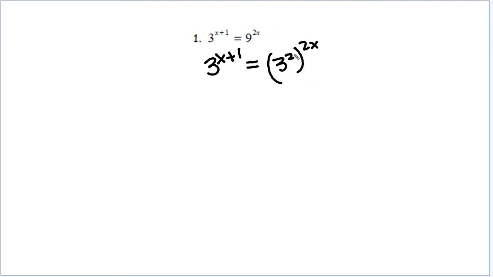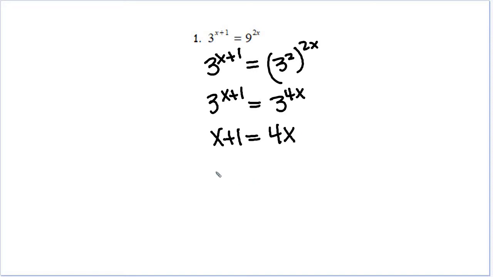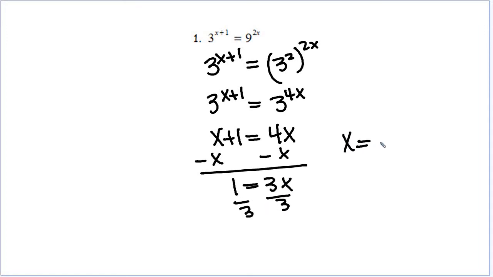Then I'm going to use the power to power rule. So a power to a power, we multiply: 3 to the x plus 1 is equal to 3 to the 4x. From here, we know at this point that if you have the same base set equal to each other with a power, the only way that can be a true statement is if the exponents are the same. So we can set up our exponent equation, x plus 1 is equal to 4x, and then we can just simply solve. So I have 1 is equal to 3x, divide by 3, and I get that x is equal to 1/3.